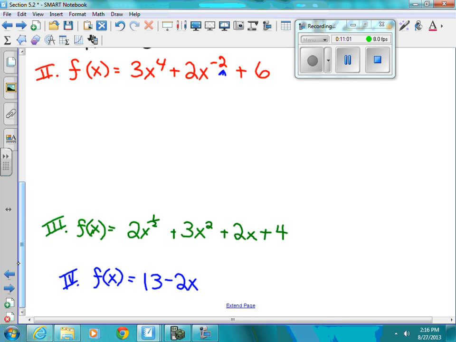First one, f of x equals 3x to the 4th plus 2x to the minus 2 plus 6. Is this a polynomial? It's not a polynomial. Why is it not a polynomial? It's not a polynomial because we have a negative exponent.